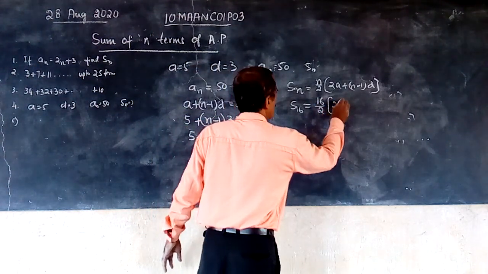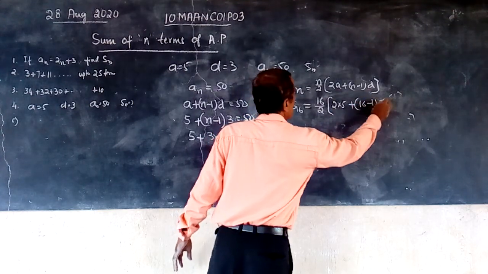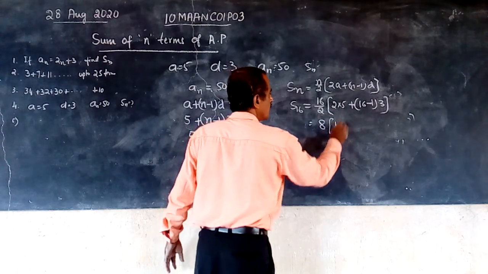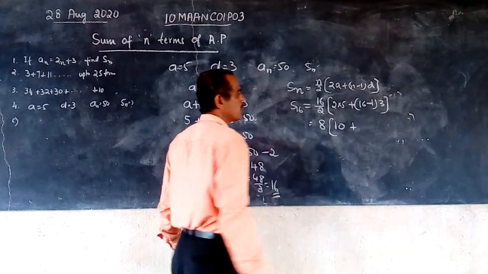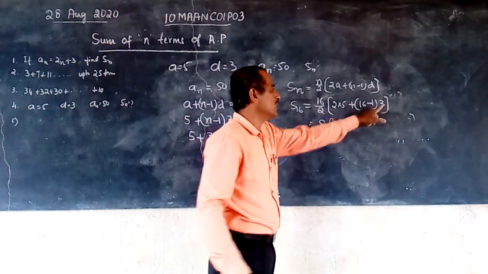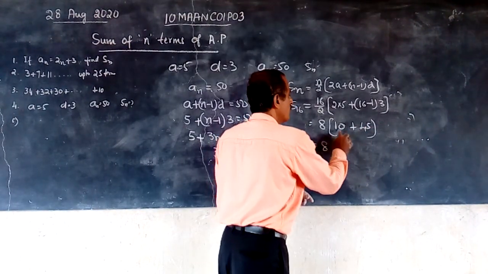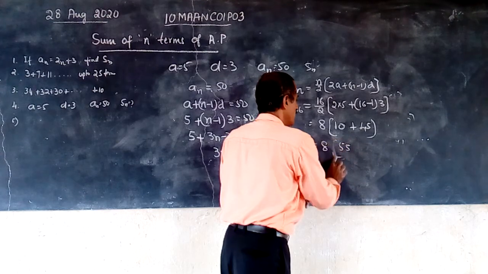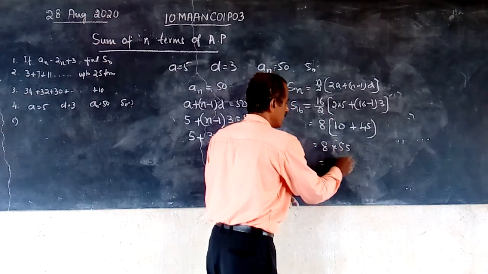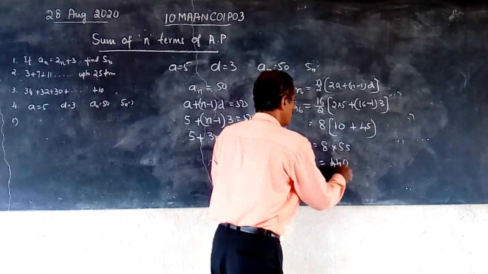2 into a, a is equal to 5, plus n, 16 minus 1, into d, which is given as 3. So 16 by 2 is 8. You can write it like this: 2 into 5 is 10, plus 16 minus 1 is 15, 15 into 3 is 45. So that is equal to 8 into 10 plus 45, which is 55. 8 into 55 is the answer. 8 fives are 40, plus 4 is 44. So the answer is 440.